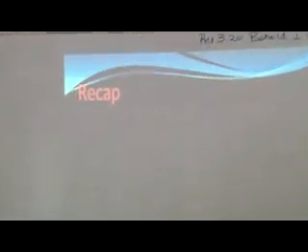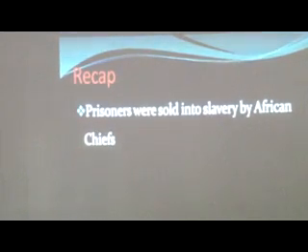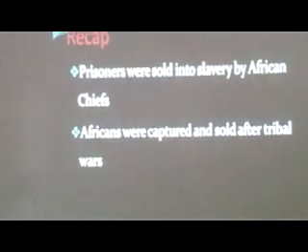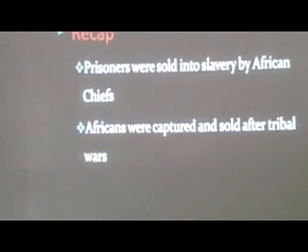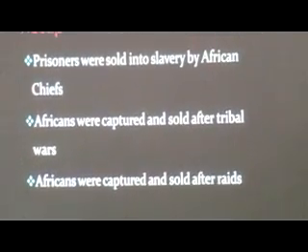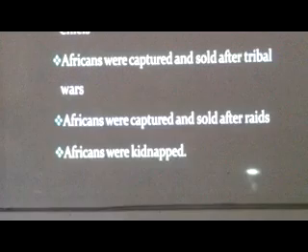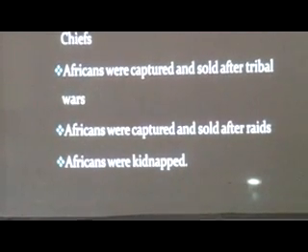So let's recap. The Africans were enslaved in four ways. One, African prisoners were sold into slavery by African chiefs. Number two, Africans were captured and sold after tribal wars. Number three, Africans were captured and sold after raids. Number four, Africans were kidnapped.